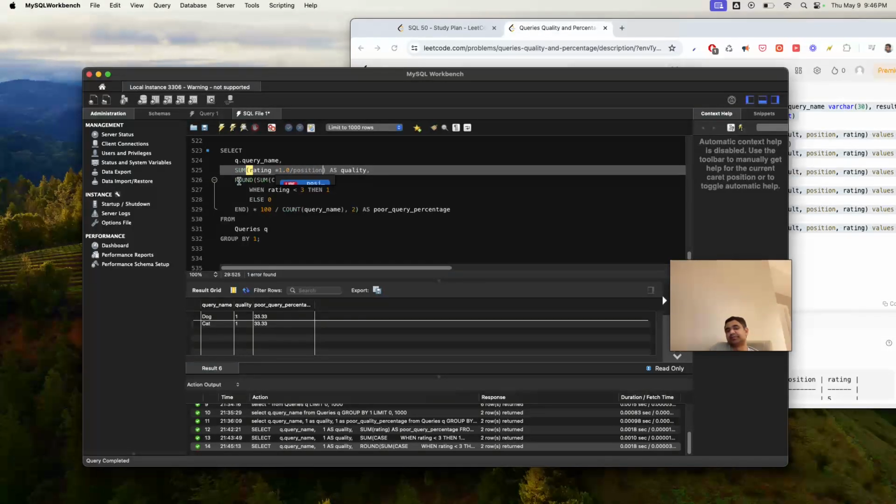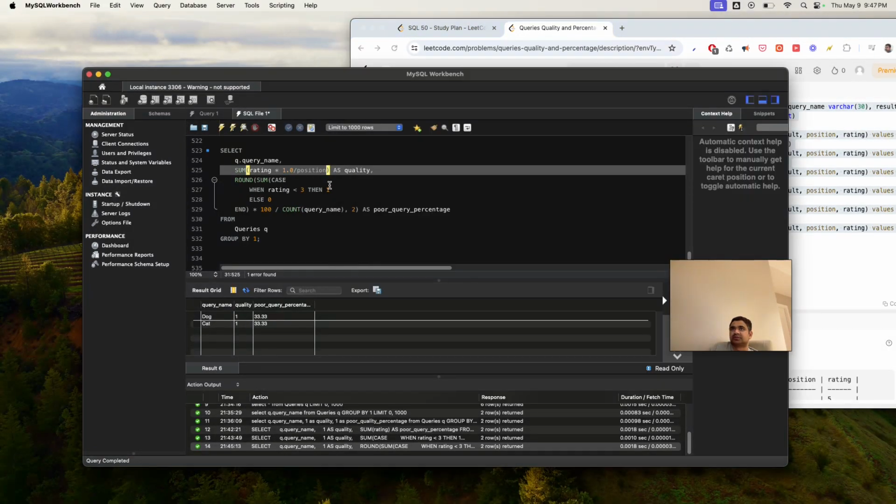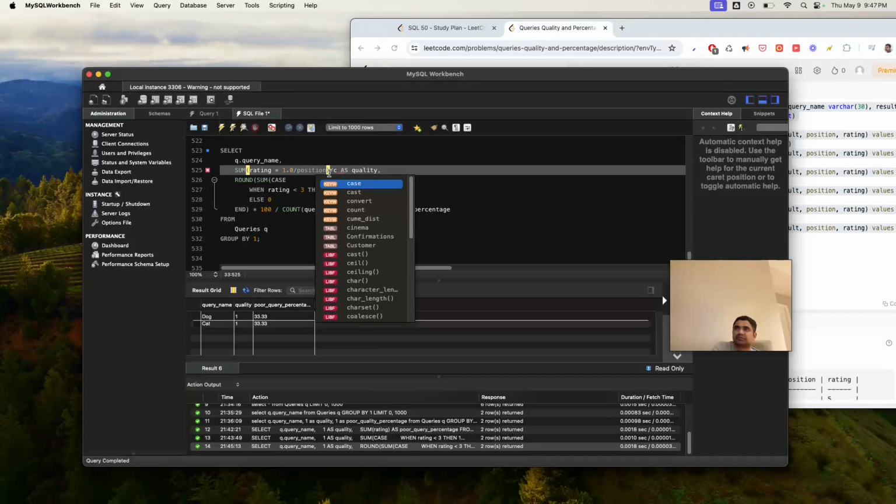So why am I multiplying with 1.0? To make it a decimal, I guess. Otherwise, if it is rating, so from the example, the rating is 5, 5, 5. That doesn't make any sense if you are multiplying with 1 or something. But yeah, we can keep it that way. And it will not make any problem for us also.